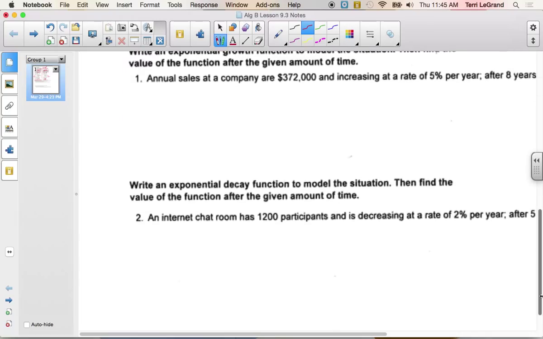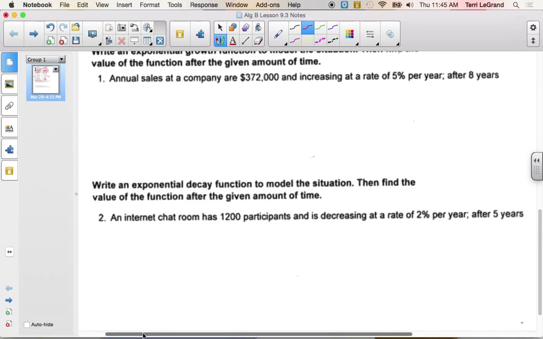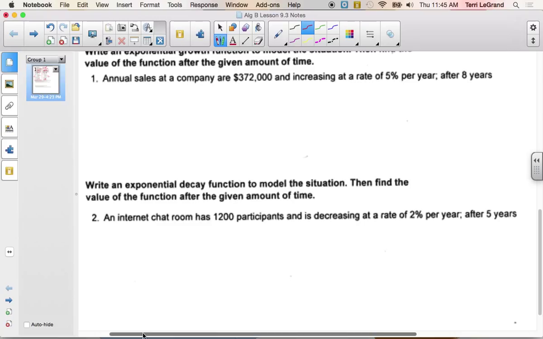Okay, number 1, annual sales at a company are 372,000 and increasing at a rate of 5% per year. After 8 years, it says to write an exponential function to model the situation, then find the value after the given amount of time. Now, notice what they just said, you guys. We're not going to substitute something in for t right away. They want a model that would work no matter what the time factor was.